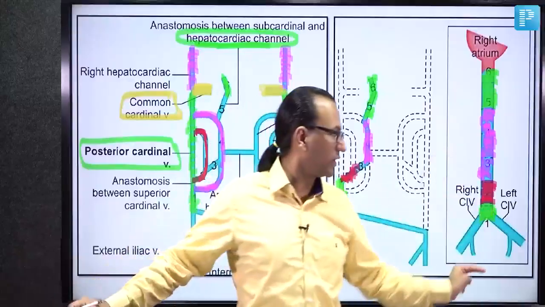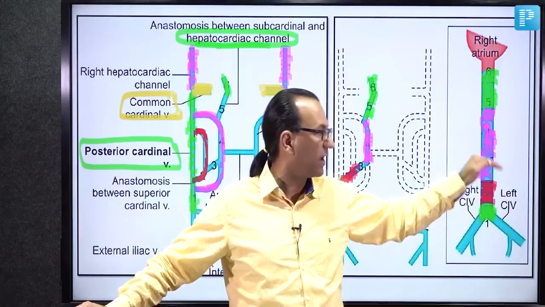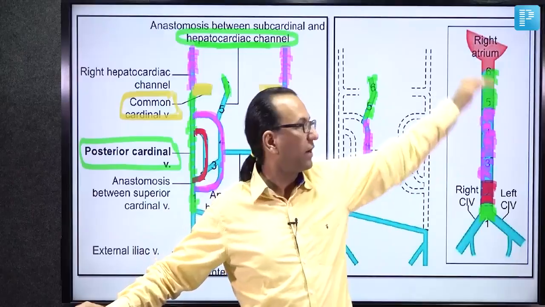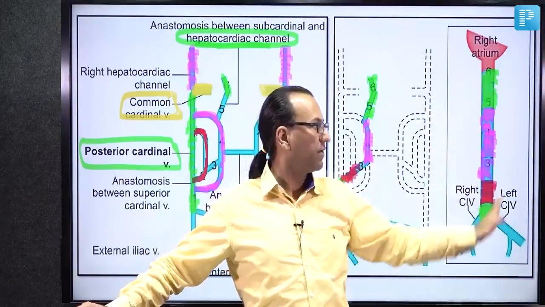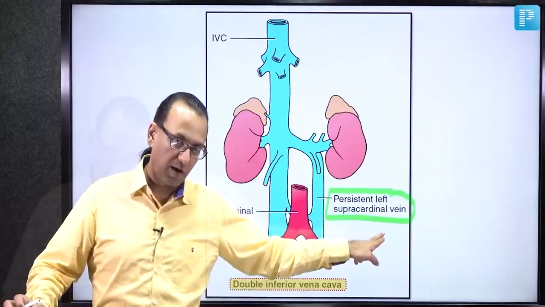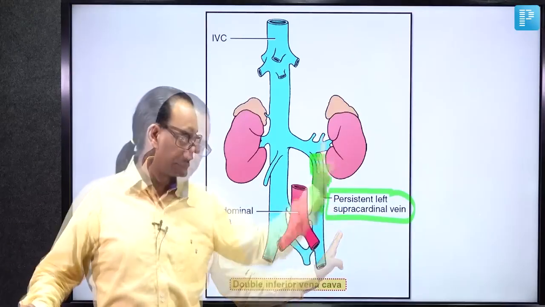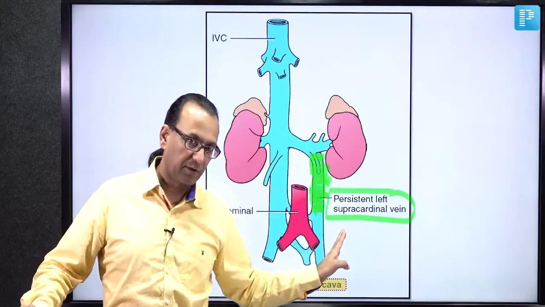So in conclusion, it is the right-sided posterior cardinal vein, and then we have the supracardinal vein, then the subcardinal vein, and then the right vitelline vein, contributing to the inferior vena cava. Sometimes we have a double IVC, maybe there was a persistent supracardinal vein on the left side, and that is the infrarenal portion of the IVC persisting, and a double inferior vena cava is observed.